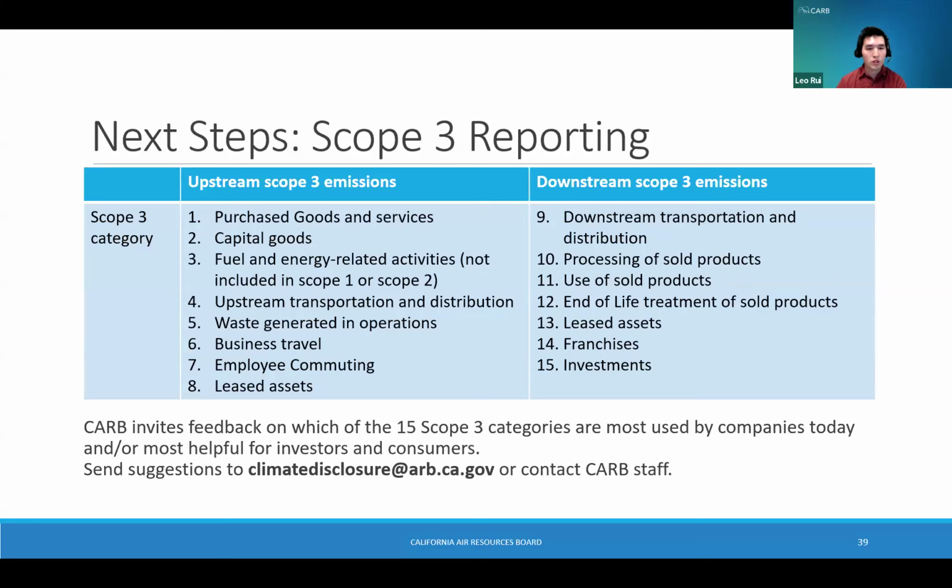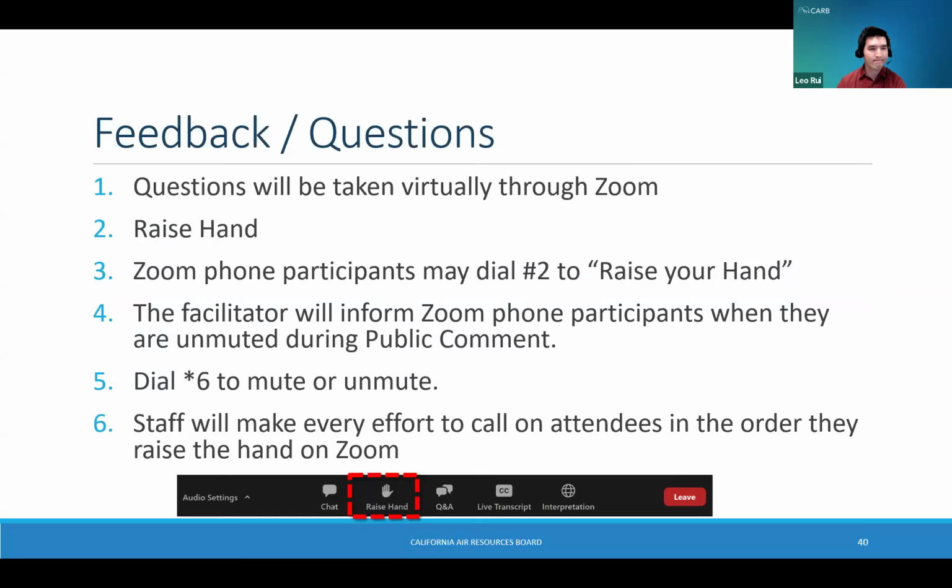We'll now move to the public comment portion of the workshop. I will hand the presentation to my colleague, Emily Gehagen, to oversee the public comments. Thank you, Leo. If you would like to ask a question or provide a brief comment, please use the raise hand function on your Zoom screen. Staff will aim to call on attendees in the order they raise their hands on Zoom. Zoom phone participants may dial *2 to raise your hand. When it's your turn, I will call your name, activate your microphone, and ask you to unmute. After you push the unmute button, you will be able to give your comment. If you're joining on the phone, you can dial *6 to mute or unmute.